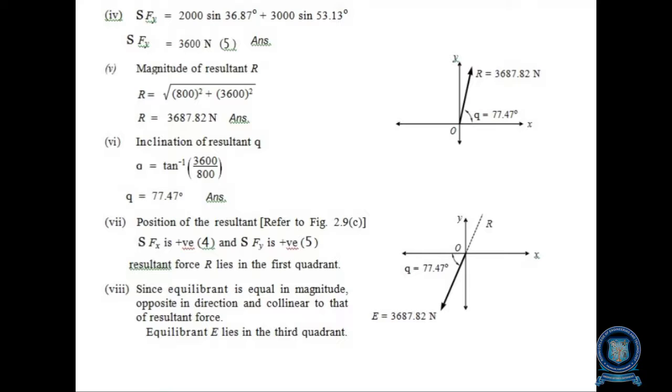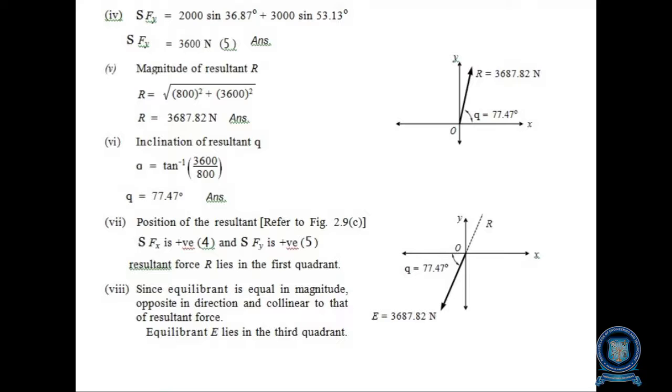Now we want to locate the resultant. Since both the sigma H and sigma V values are positive, R is located in the first quadrant, at an angle of 77.47 degrees. That is what we have marked in the diagram shown in the top portion of this page. That is the location of the resultant. R is equal to 3687.82 Newtons, and it is acting in the first quadrant because sigma H and sigma V both have positive values. The angle of the resultant is 77.47 degrees.